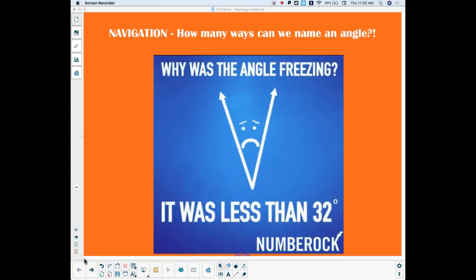All right, I got good news and I got bad news. Good news is that we're not going to be on the unit circle for a little bit. Bad news is we got to do navigation. And navigation is tricky because it's a totally different style of thinking. So, how many ways can we name an angle? We're going to name it at least 3 ways today.